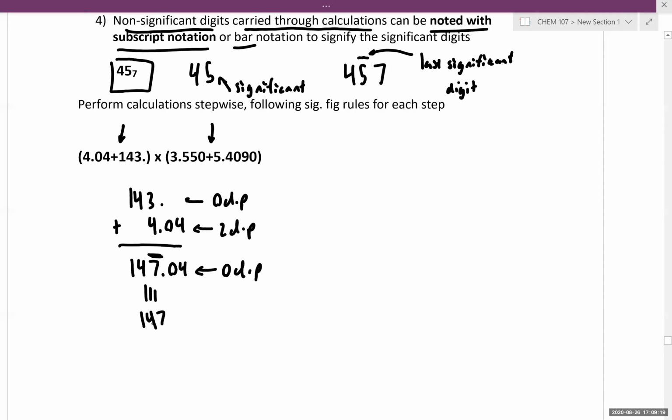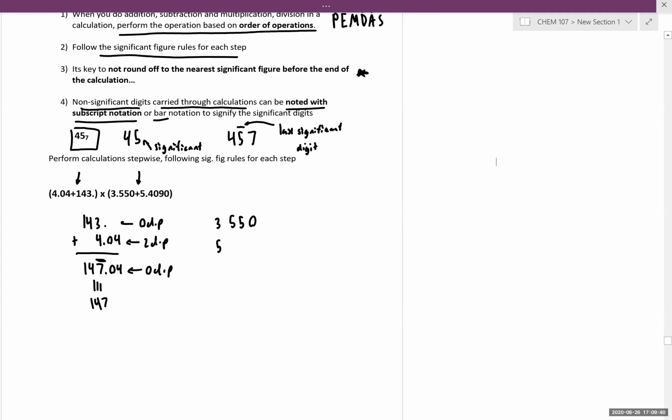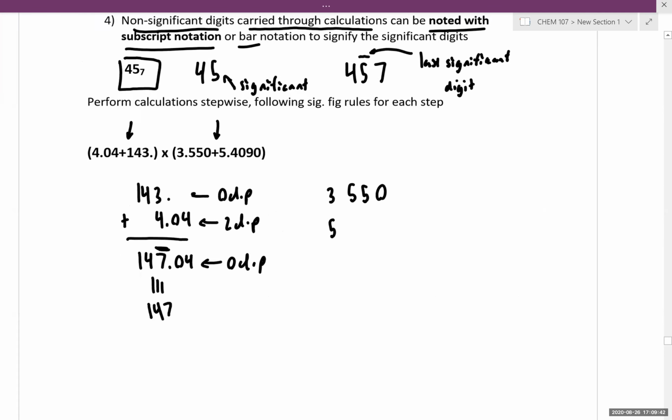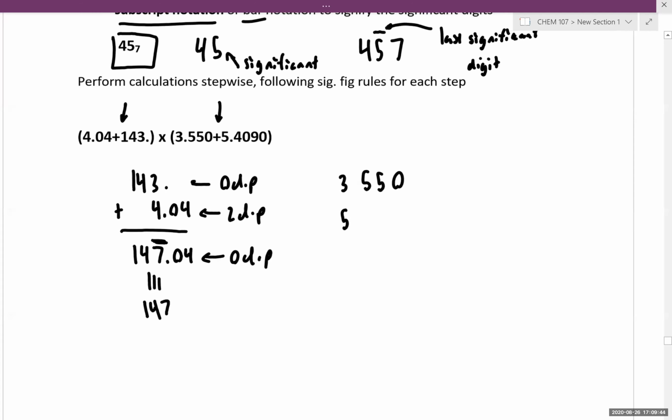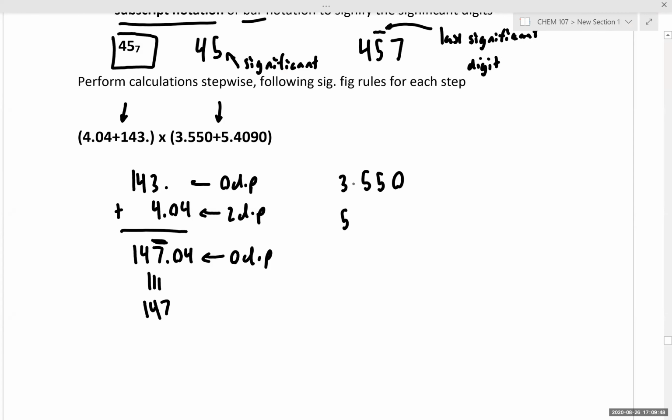Okay, so let's tackle our second addition operation. So we have 3.550, okay, plus 5, one moment. I'm noticing a small amount of lag in OneNote. So give me 1 second just to correct that lag. Okay, there we go.